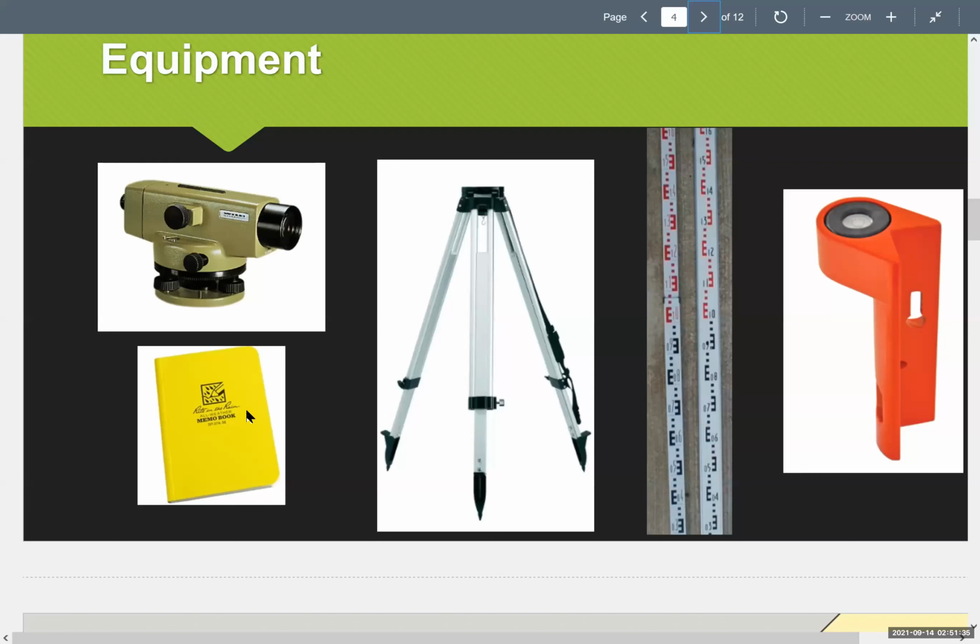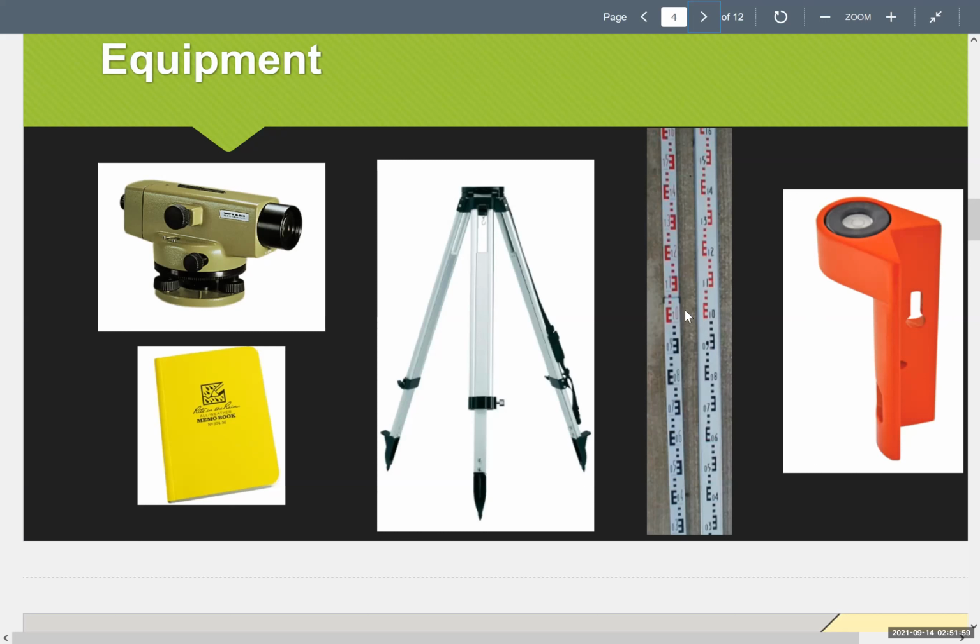And then you have a field book. And then this is called a rod level. If you look closely at the top, there's a bullseye level there, so there's a circle and a bubble going through. You see how there's a 90-degree angle on here? You put this on the rod to make sure that the rod is indeed vertical.